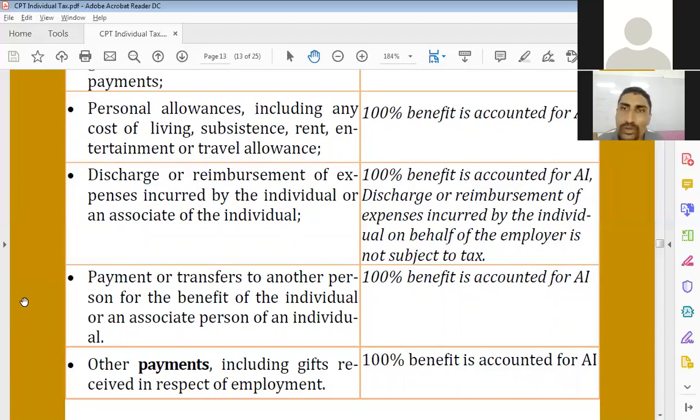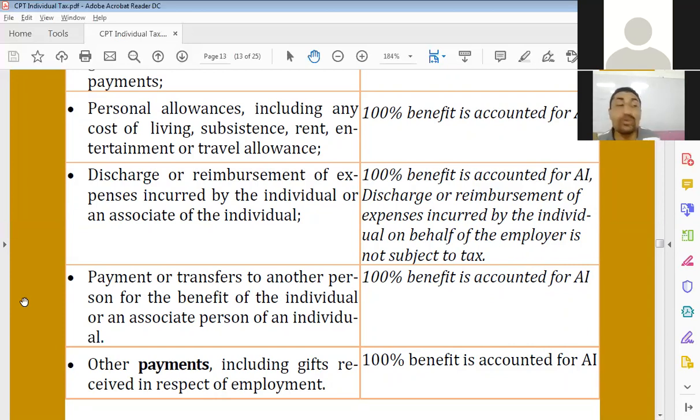டிஸ்சார்ஜ் அல்லது ரீஇம்பர்ஸ்மெண்ட். இது உங்களுக்கு பர்சனல் பெனிஃபிட்டா இருந்தால் நீங்க அதை அசஸபிள் இன்கம்ல காட்டலாம். இது உங்களுக்கு பர்சனல் பெனிஃபிட், ஸ்பெஷல் பெனிஃபிட் இல்லை என்று சொன்னால் அதை காட்டக்கூடாது. So 100% benefit is accounted for assessable income.